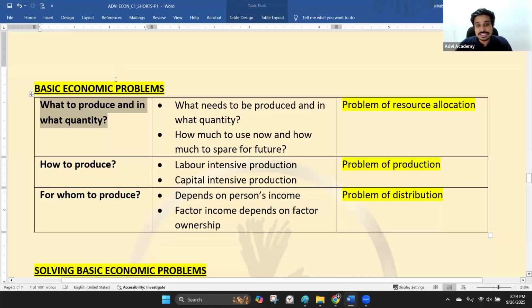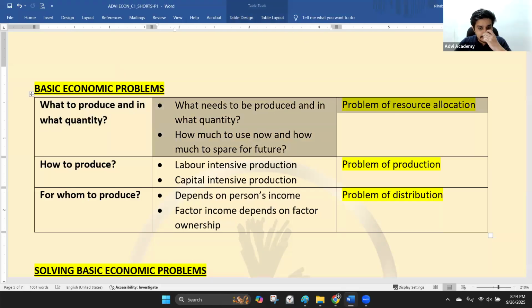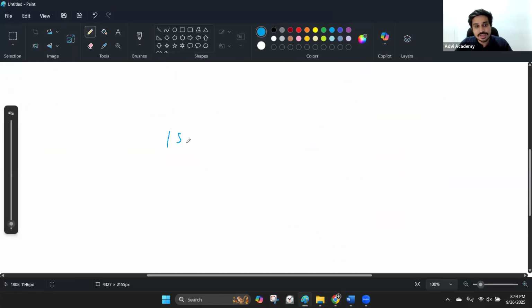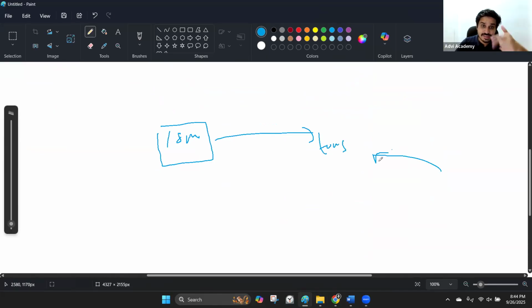So we call this the problem of resource allocation. Let's say we need rice for those 18 million people, right? And let's say you calculated the amount of rice at some 1,000 million billion tons or something. Now you have to decide how to get this done.